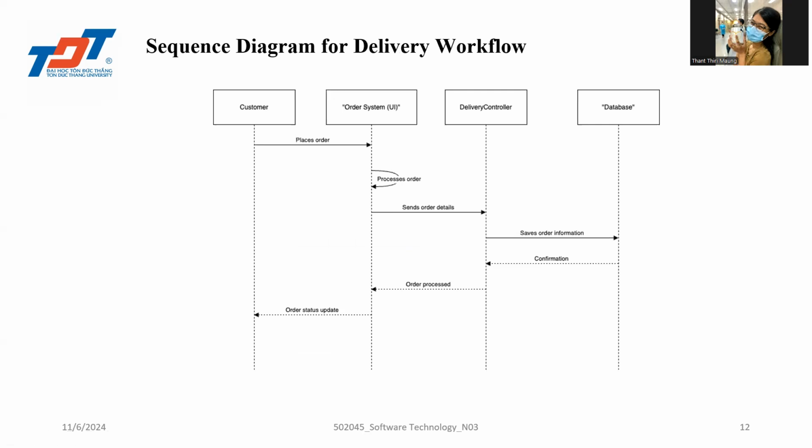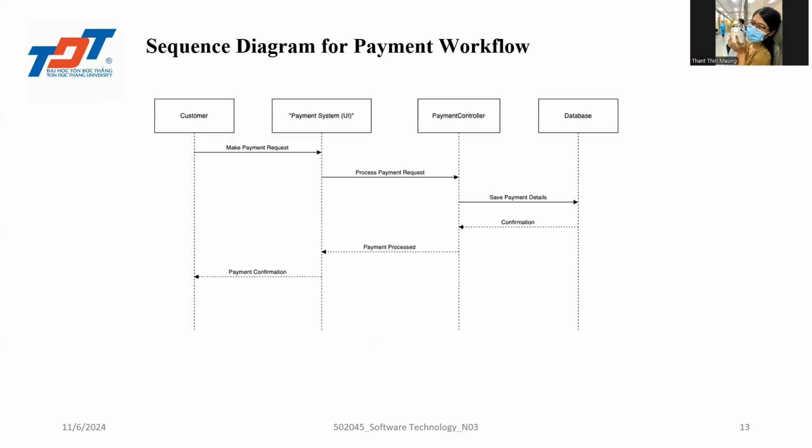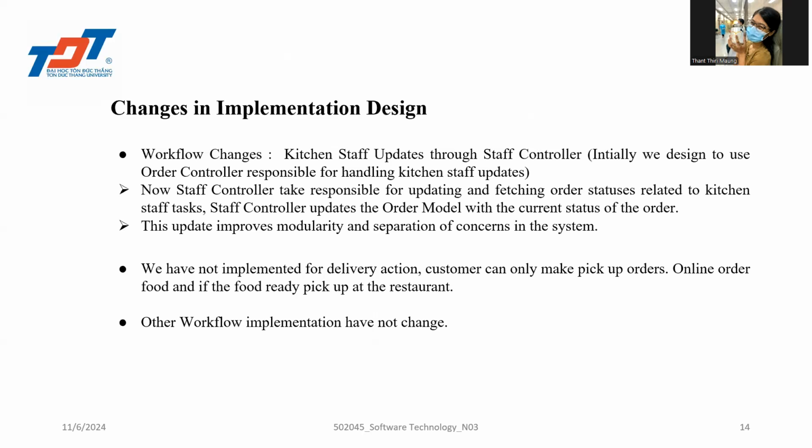And then this is the process of delivery. So the customer may place the order, and after the order is confirmed, the delivery process starts. This is our proposed workflow of the delivery. And then for the payment, the customer makes the payment, and then the payment is processed. After processing the payment, we make the payment confirmation. So this is the workflow of the payment controller.